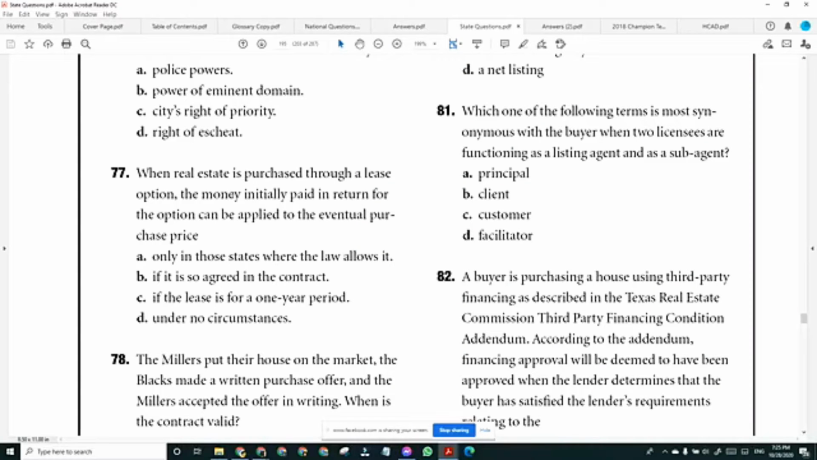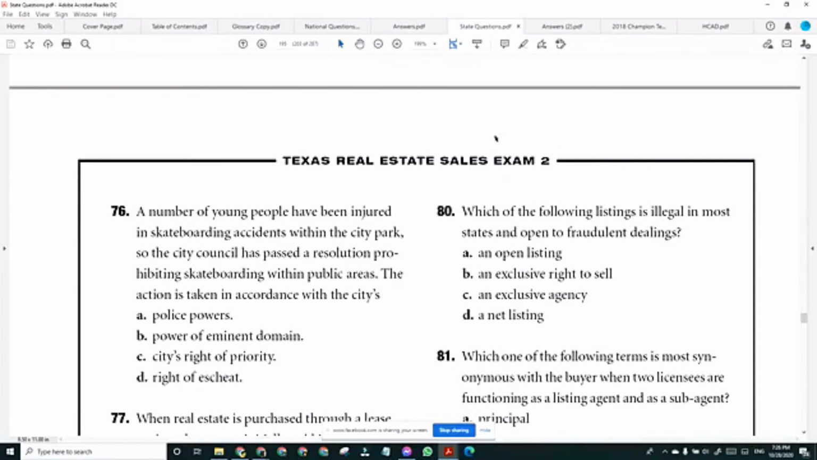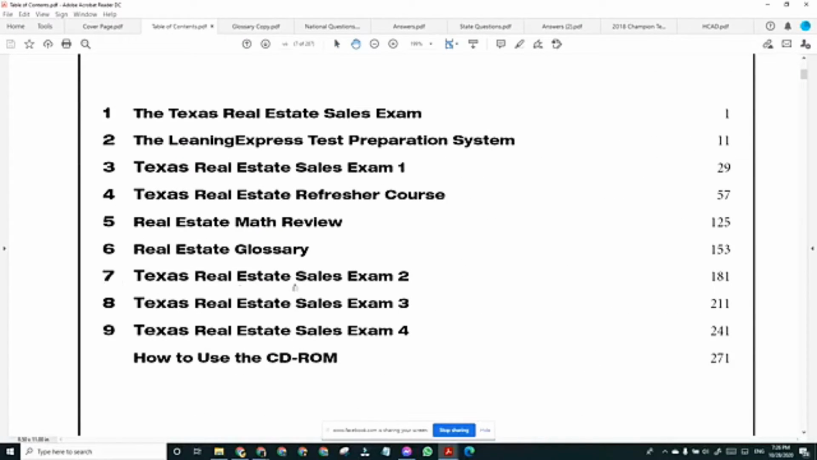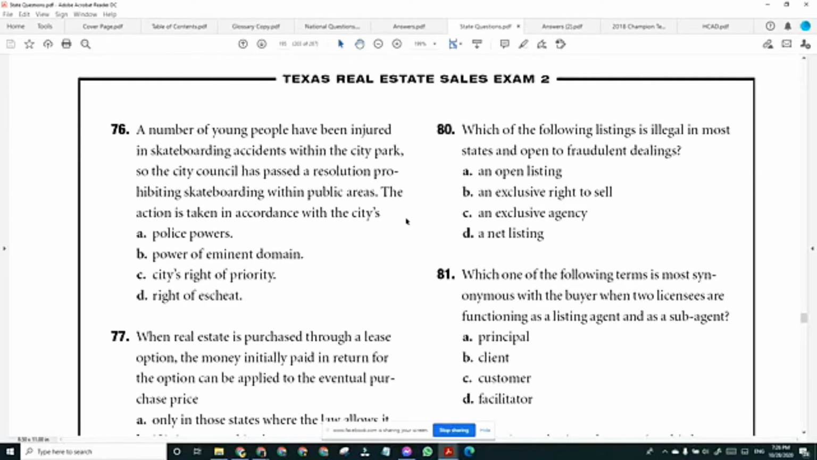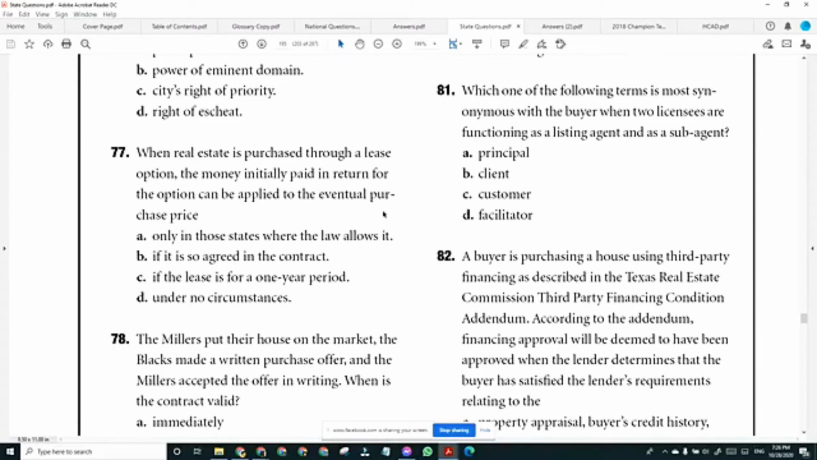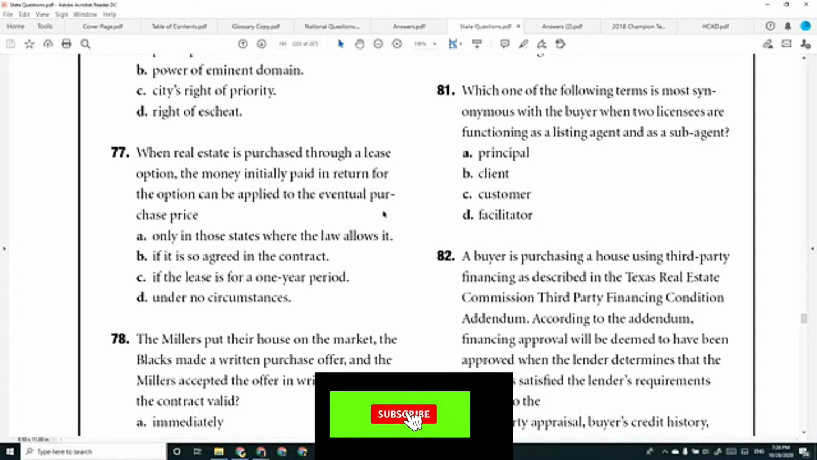Okay. So we are starting with our state questions, exam number 2, number 81. Okay, so again, this is exam number 2, as we see on here. Questions 81 through 110 are the state questions. Okay, change your thinking caps from national to state.